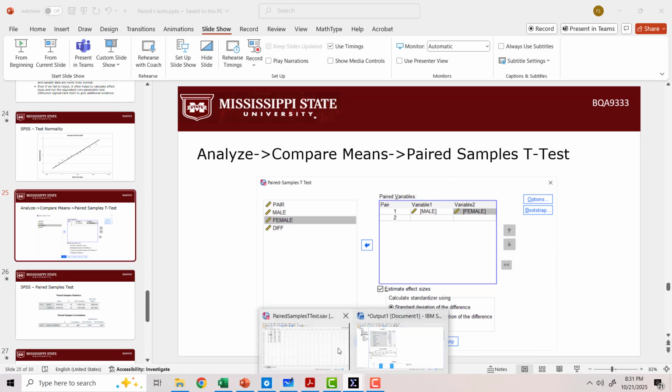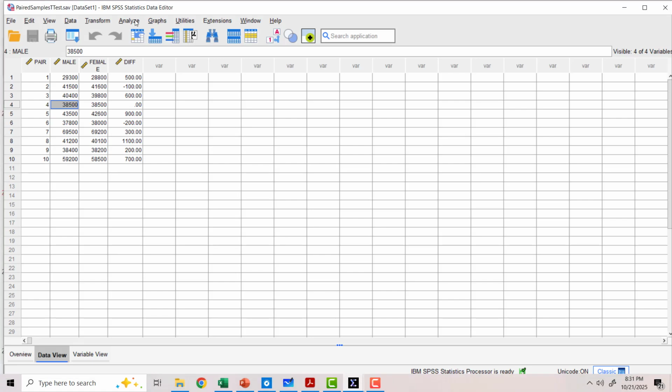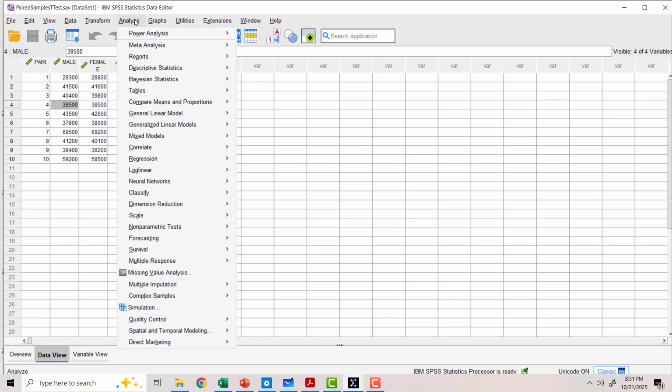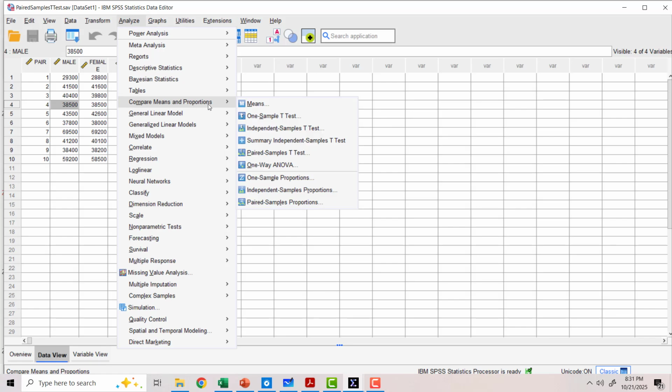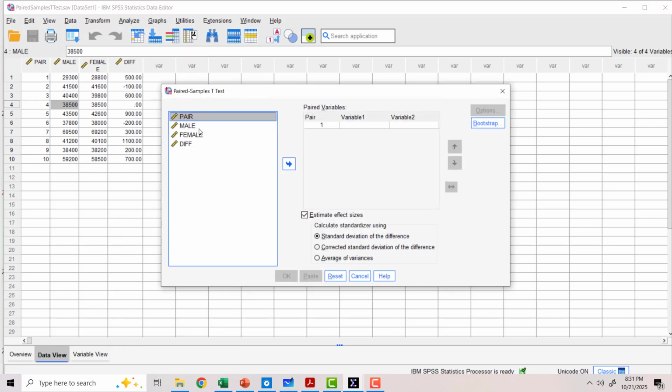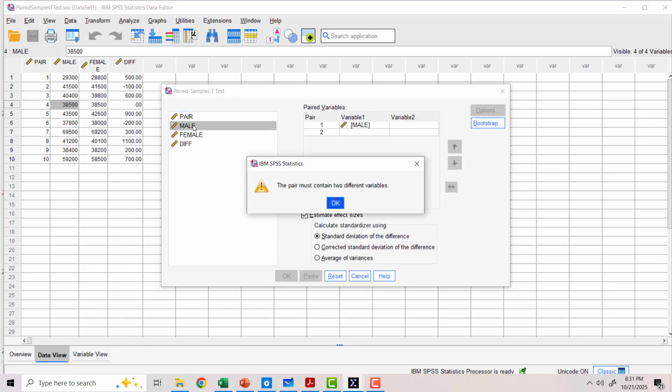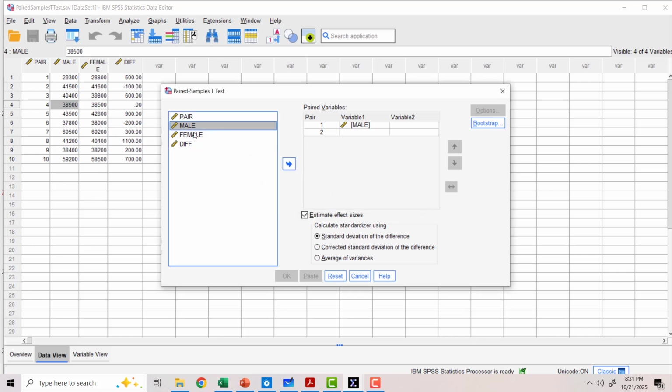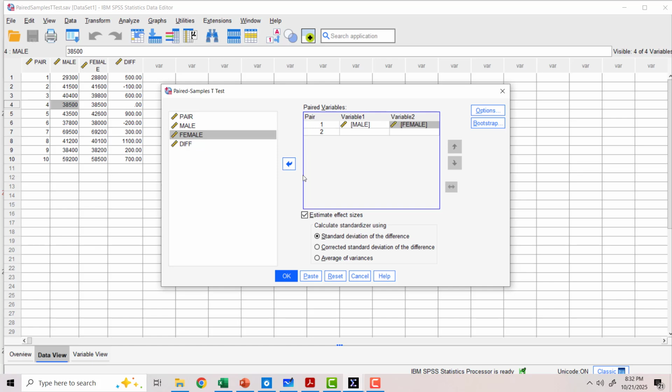Let's go back to SPSS. Go to Analyze, Compare Means and Proportions, and we're going to do the paired samples t-test. Now, we're going to put the male in variable 1, and drag the female to variable 2.